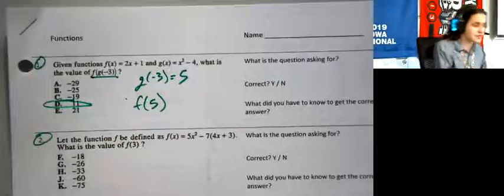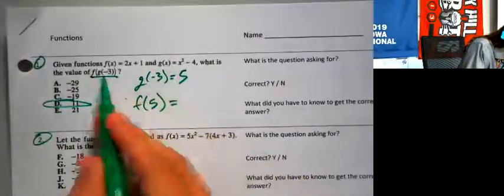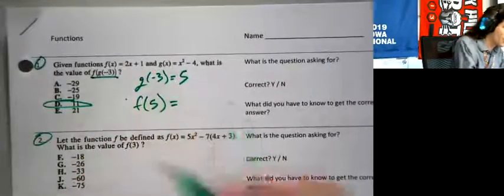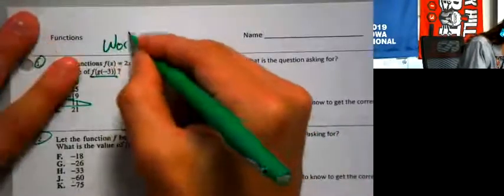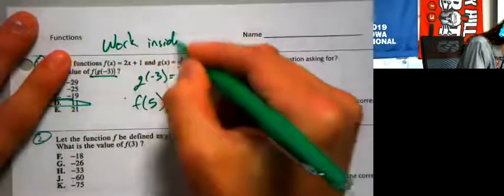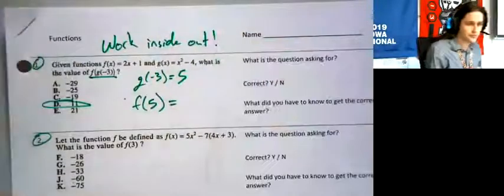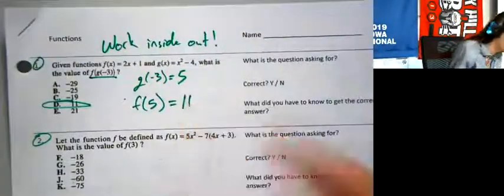So you need to figure out, what does this mean when I see something f of g of -3? Work inside out. Work inside out. Cool. And when you do that, you get 11.